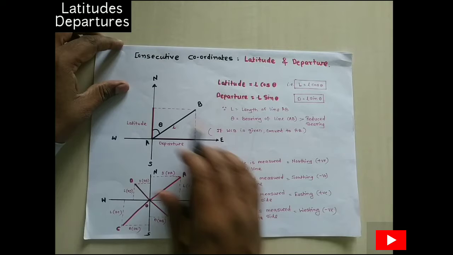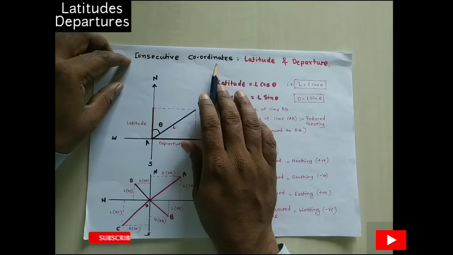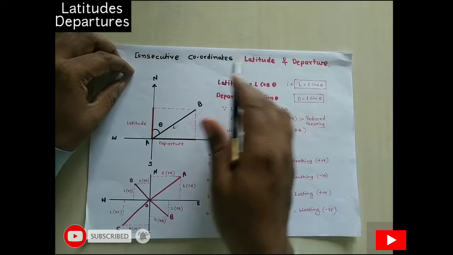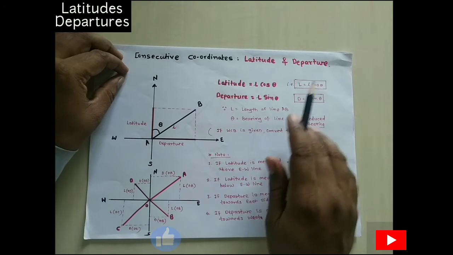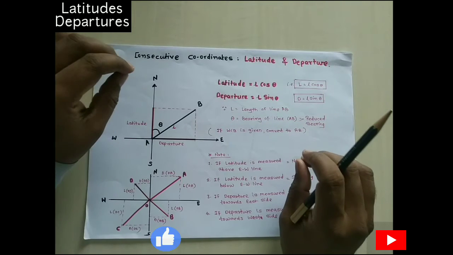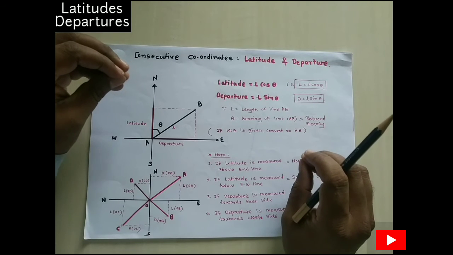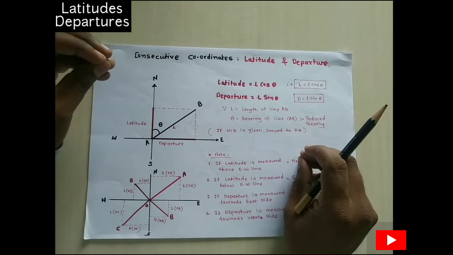In this video lecture, we will learn about the concept of consecutive coordinates and independent coordinates. Now, this concept is utilized in theodolite traversing and it is used to determine the area of a particular closed traverse. So, this lecture is very useful and very important while you determine the area of a particular traverse.